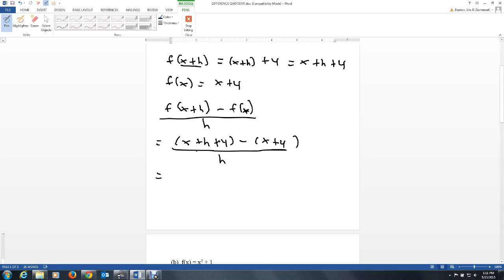So now I'm going to clean up the numerator. So I'm going to take the x plus h plus 4 and just drop the parentheses. Then I'm going to subtract the x plus 4, which means I'm going to write it as minus x minus 4. I'm distributing the negative sign, or the negative 1. And that's still all over h. Now watch this. These x's cancel, and these 4's cancel, leaving us with h over h. And you know what anything divided by itself is? 1. So our answer to the difference quotient for f of x equals x plus 4 is 1.